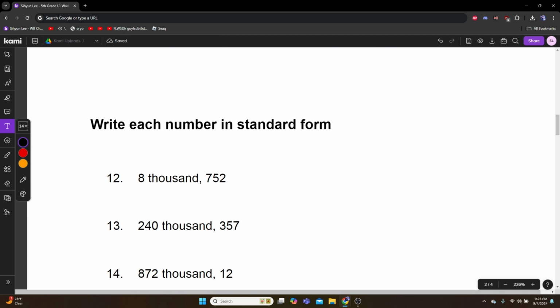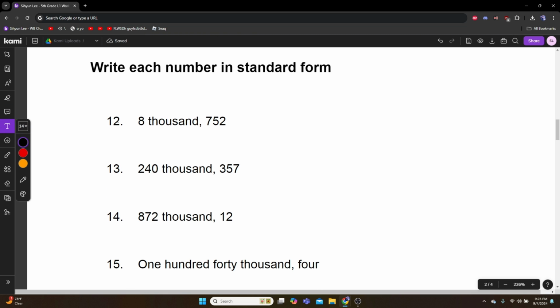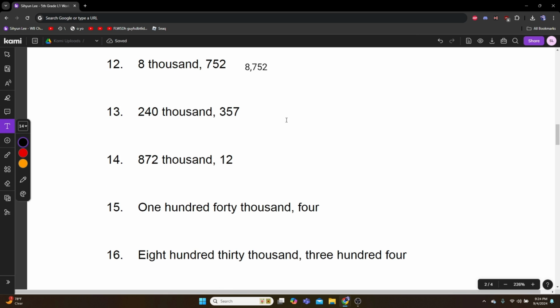Okay, moving on. Write each number in standard form. So now we're basically doing the reverse of what we just did. So here we would say 8,000. Here we can see 8,752. Sound it out. 8,000. So that's in the thousands place. And then we know just 752. Boom. And then for 13, 240,000. So put the 240, comma, and then add the 357.